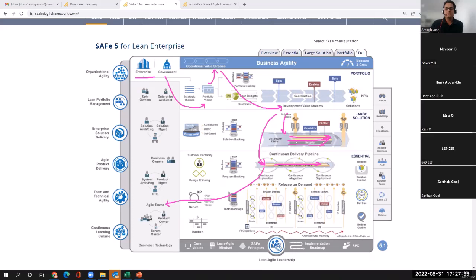I have a question. Do you group some development value streams along with operational values, basically with operations?